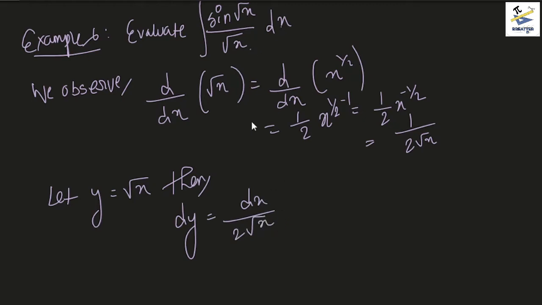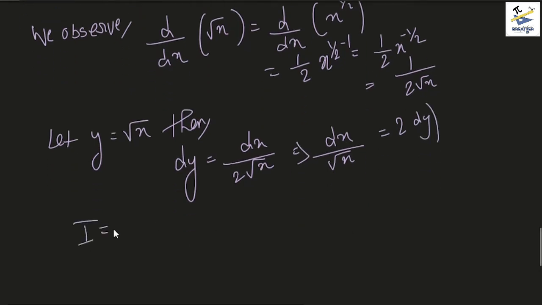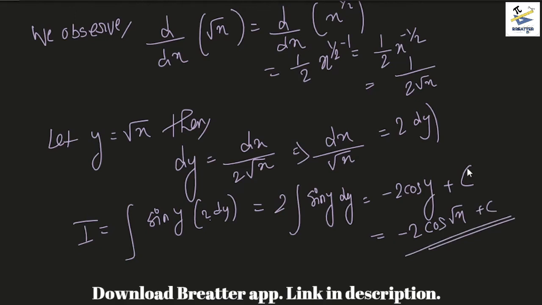But we see dx by root x is also present, so what we get from this equation is dx by root x should be equal to 2 dy, and we can absolutely put this to get the integral as I equals sine of y, because root x is y, into 2 dy. Since 2 is a constant and is in multiplication with the rest of the integral, it comes out and we only have to integrate sine y dy, which is just minus cos y, so it's minus 2 cos y plus c, and putting the value of y back, what we get is minus 2 cosine of root x plus c. This is the answer, right?